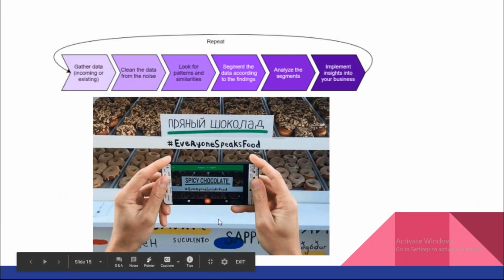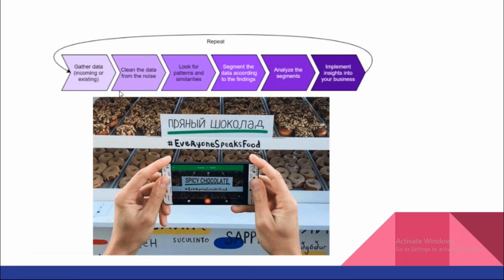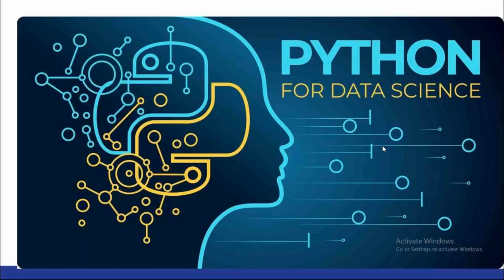So if I show you an example of unsupervised learning, this could be some sort of example. You gather the existing data, then you clean the data, then you look for patterns and similarity, and then segment the data according to the findings, and then analyze the segments and implement the insights in the business. This could be the Google Lens example, where Google is able to recognize what exactly is written here. It is able to find that out.